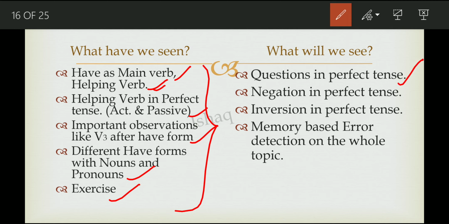And then what we will see very soon is questions in perfect tense: how to write a question in perfect tense using a have form, how to write a negation in perfect tense using a have form, and inversion, like when there is inverse, how to write inverse in perfect tense using have forms. And then later there are some miscellaneous things, and we also discuss memory based error detection on the whole topic and how to identify these have forms in error detection questions. We'll take some memory based questions which were asked in the exams and we'll solve those.